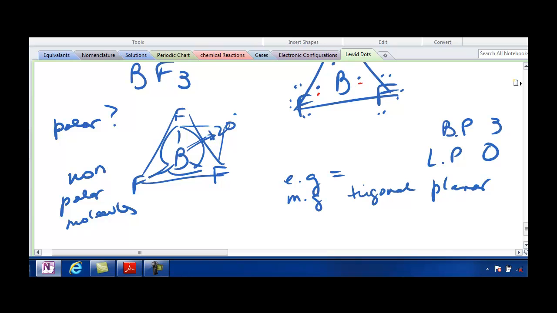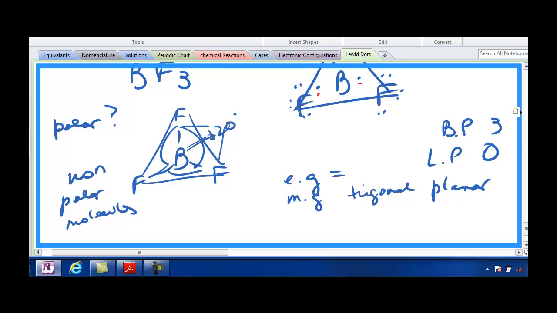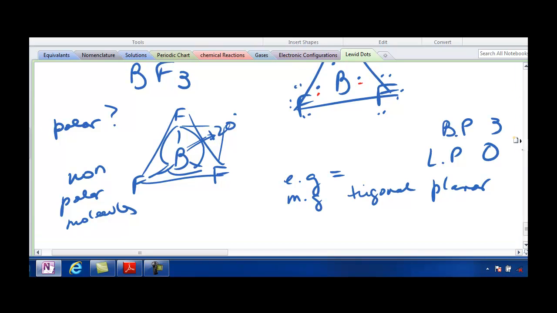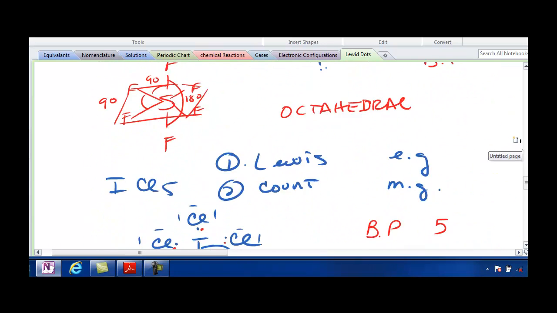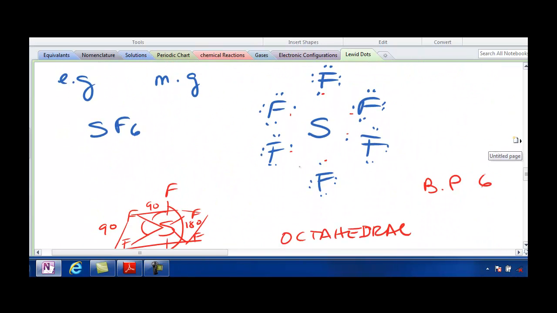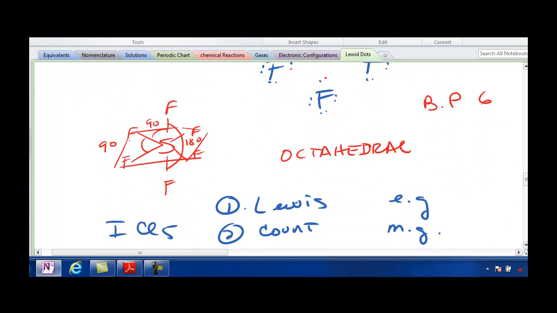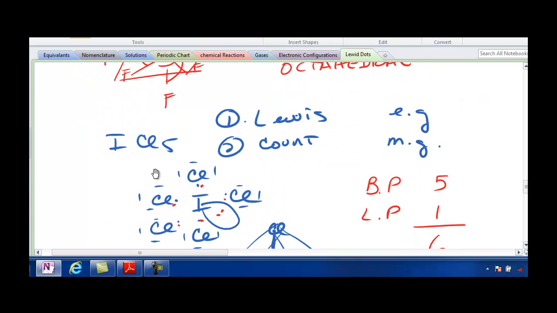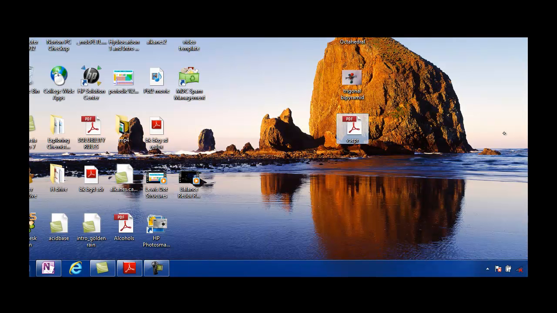Okay? What about, let's go back to geometries. Is this molecule polar? What do you think? SF6. This molecule? No, that molecule is non-polar because it's totally symmetrical, and whatever happens north is canceling east, west, south. So that's a non-polar molecule, although all the bonds are polar. What about ICl5? Is that molecule polar? Whoa.